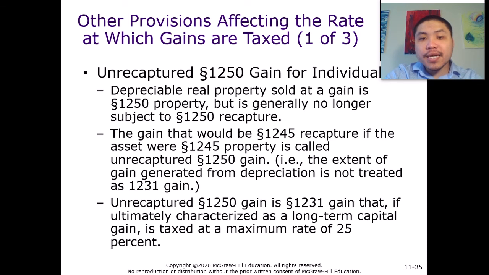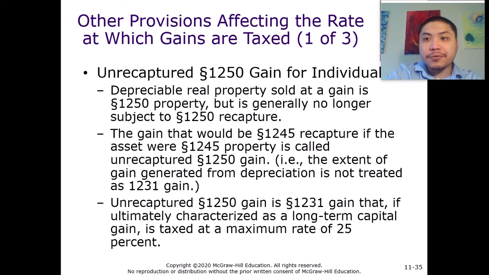and instead of treating this unrecaptured 1250 gain as a long-term capital asset gain taxed at a preferential rate, the unrecaptured 1250 gain is going to be taxed at 25%. So still, it is not ordinary income.